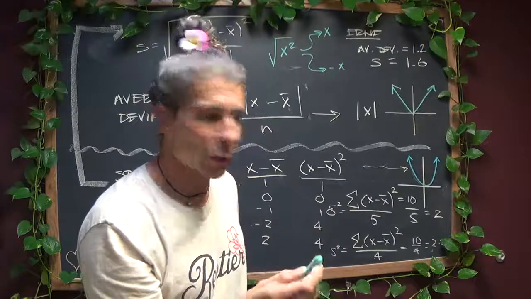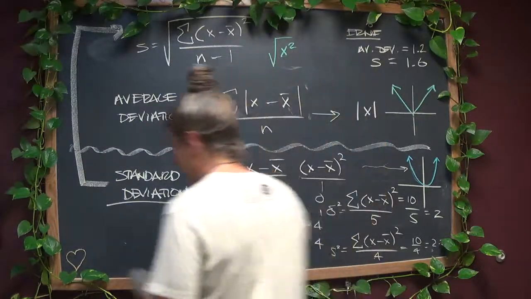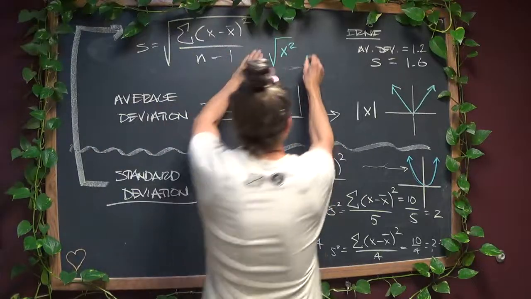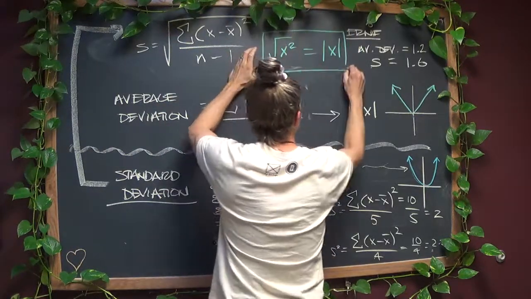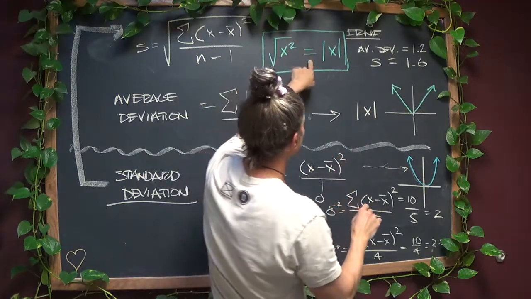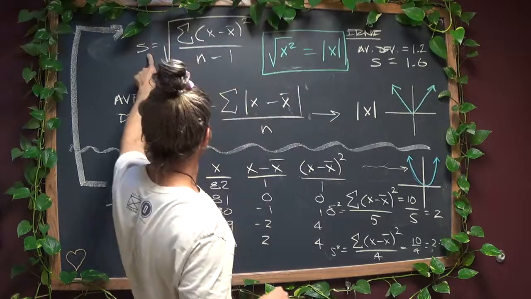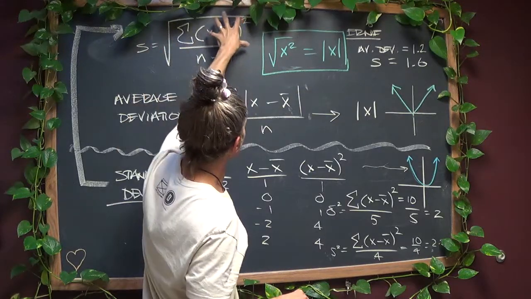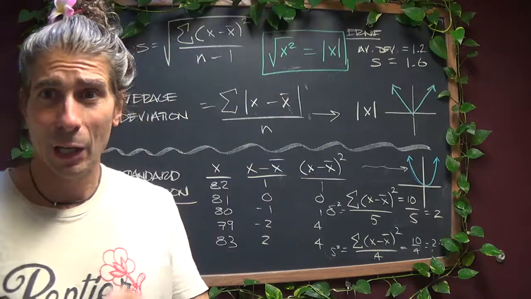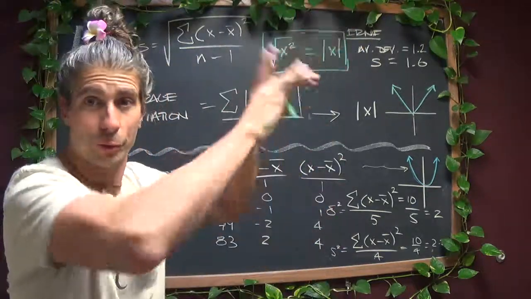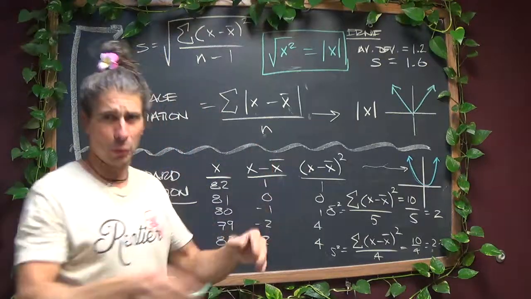So what mathematicians came up with a long time ago was a way to, instead of doing the piecewise split, they simply said this. So the square root of x squared is just equal to the absolute value of x. As n goes off larger and larger and larger, the n and the n minus 1 get closer and closer and closer.